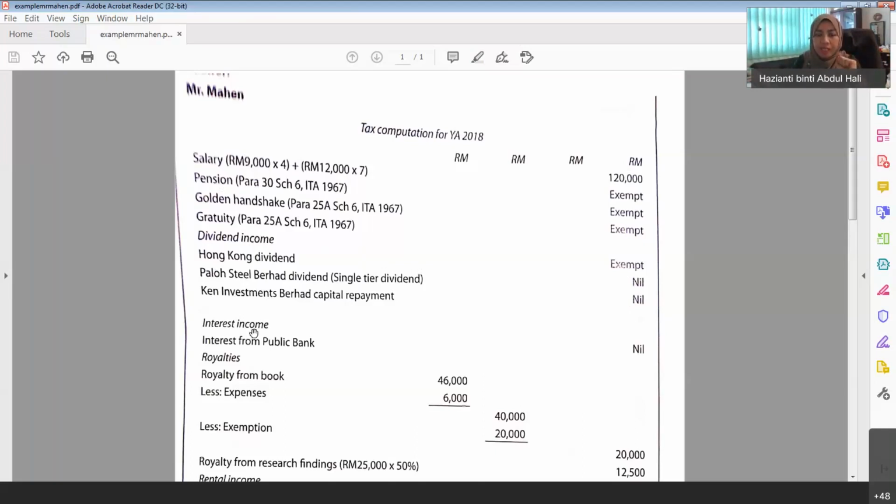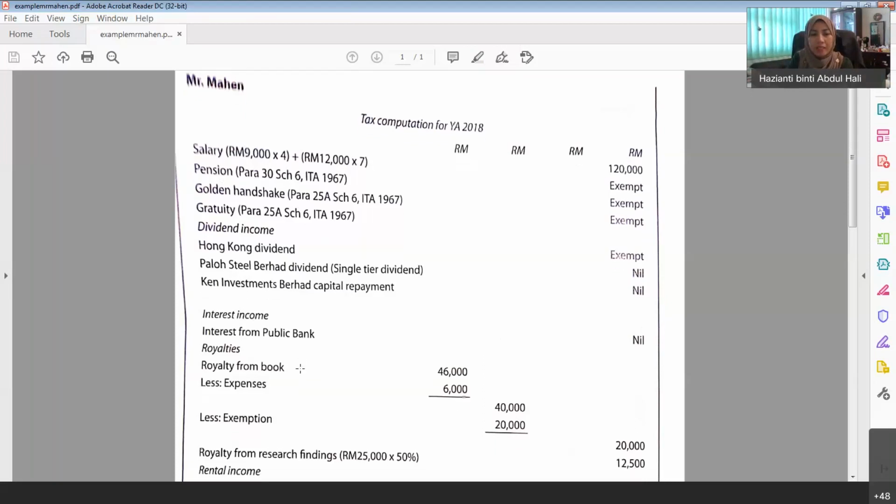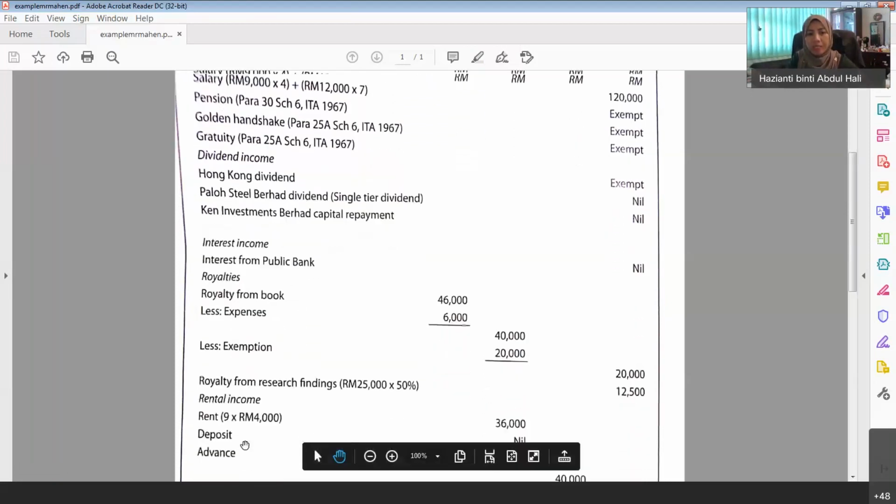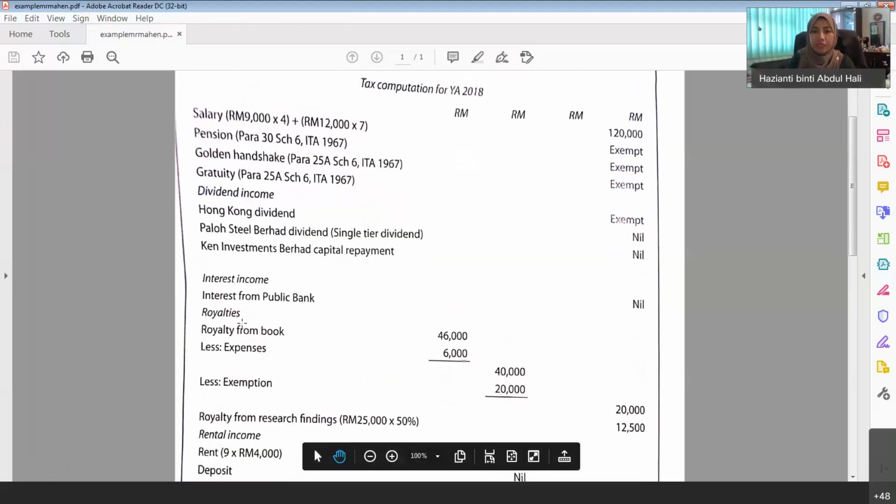Let's look at the interest income. Interest income here is actually interest from savings in Public Bank. Alright, like I mentioned before, the dividend is exempted. The interest from banks in Malaysia is also exempted. So there is nothing for dividend and interest, even though you're given a lot of figures there, they are all exempted. Alright, so for royalty and rental, I put royalty on top first. Rental we do at the bottom because rental is long. So I start with royalties.